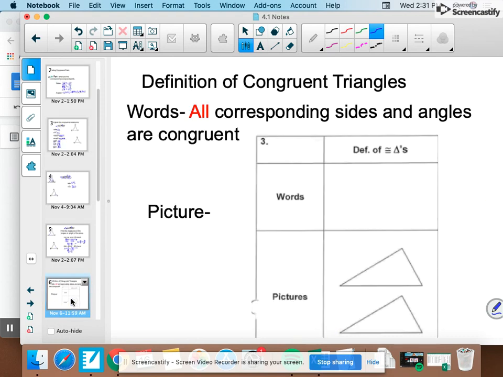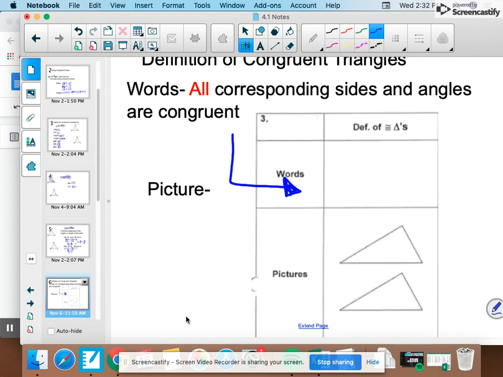Now on your graphic organizer paper, I want you to fill in the definition of congruent triangles because we're going to use this in our proofs. The definition of congruent triangles is that all corresponding sides and angles are congruent. What that means is that in order for triangles to be congruent, the three corresponding angles would need to be congruent.